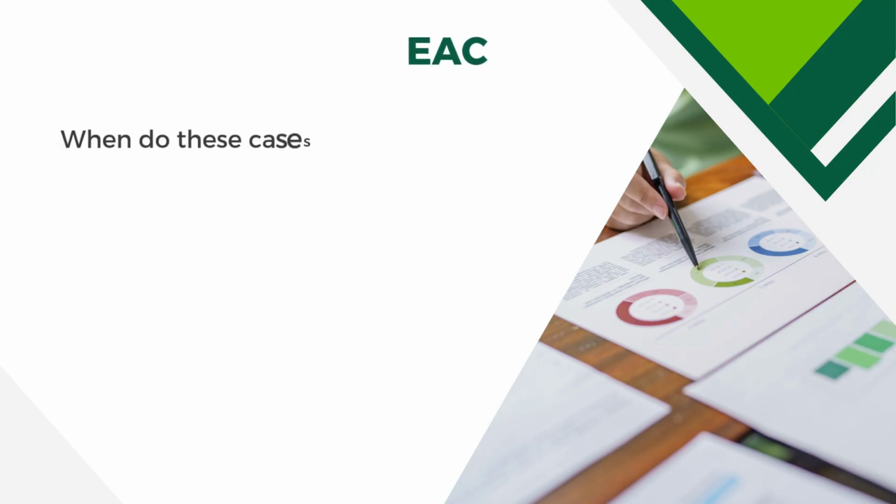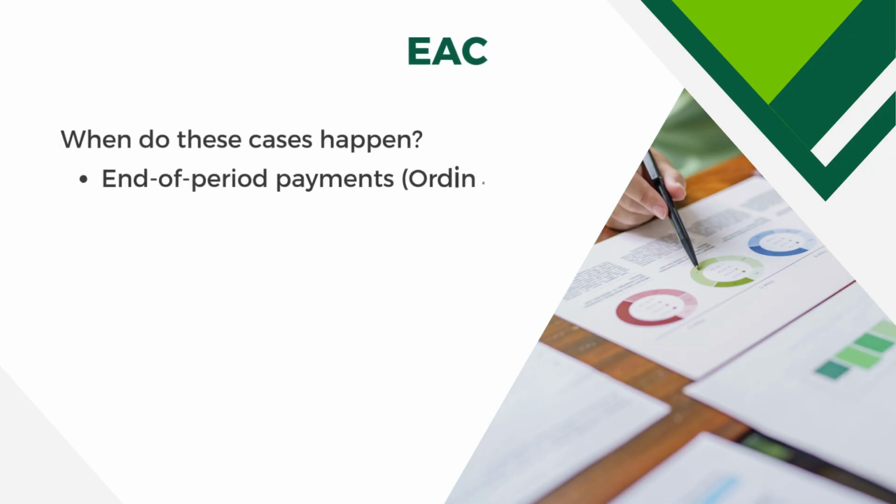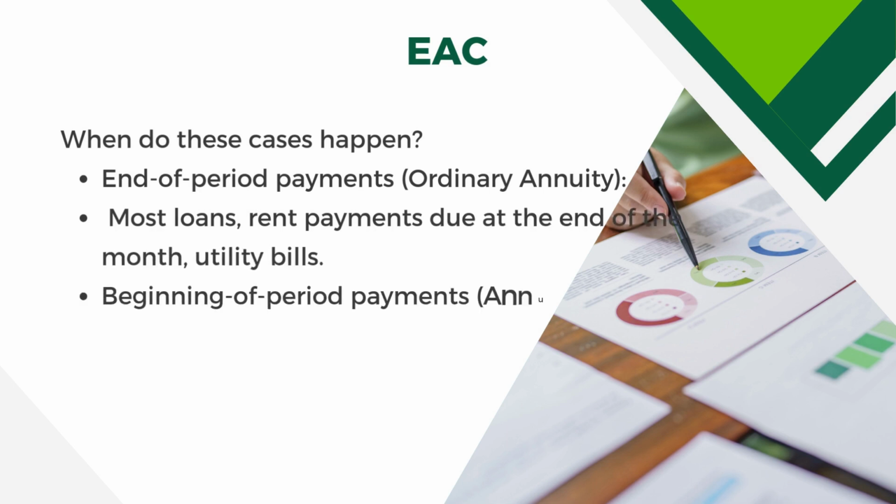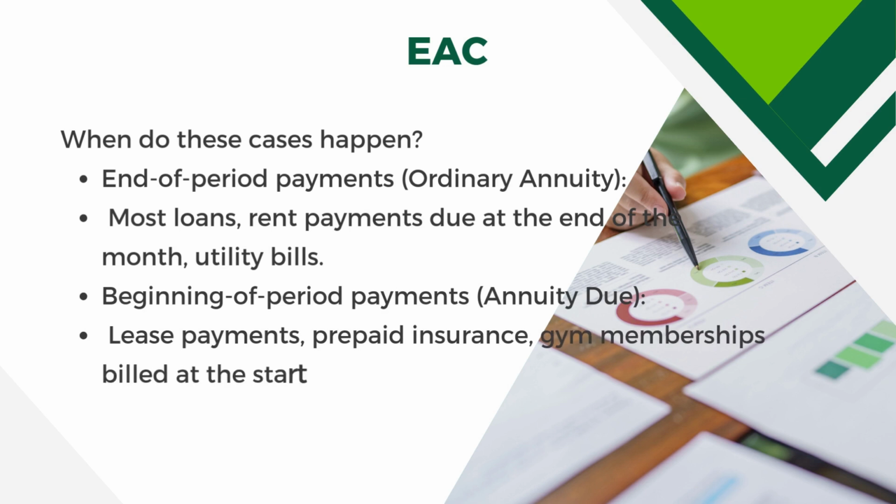If payments are at the beginning of each period, annuity due, we multiply by 1 plus R. EAC annuity due equals NPV divided by (1 minus (1 plus R) to the negative N) over R, times (1 plus R).